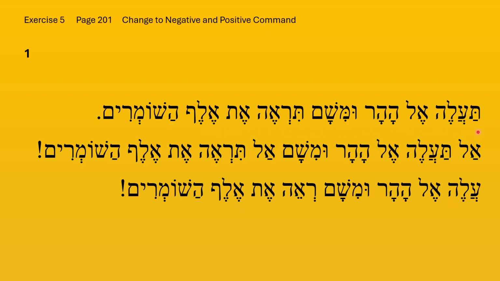So the first sentence is, Ta'ale el hahar u misham tir'ei et elef ha-shomrim. So you will go up to the mountain, and from there you will see the 1,000 guards.